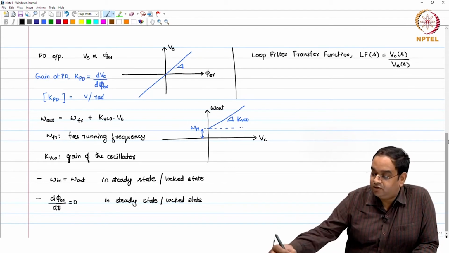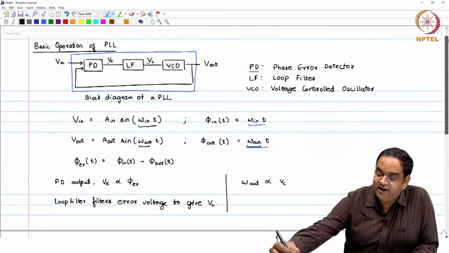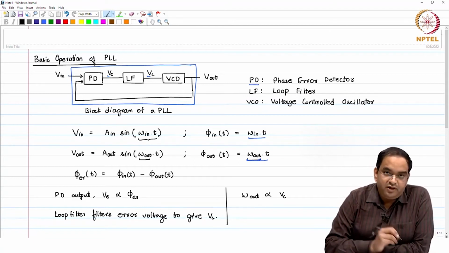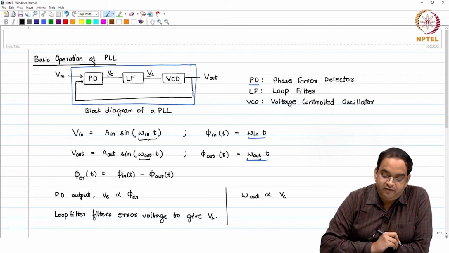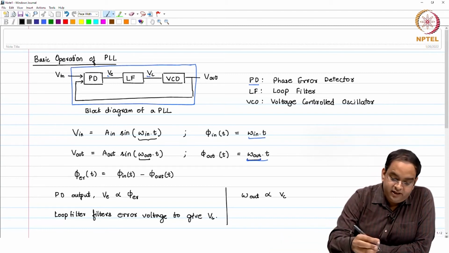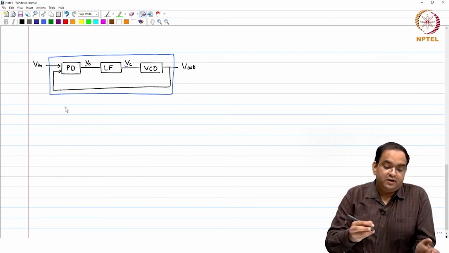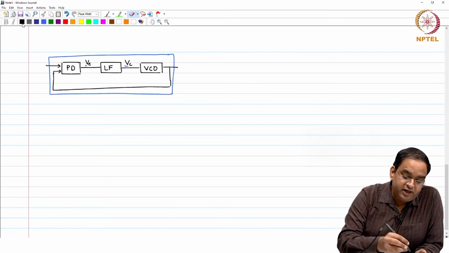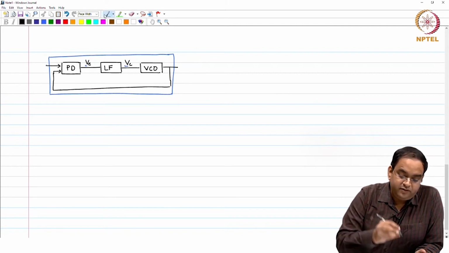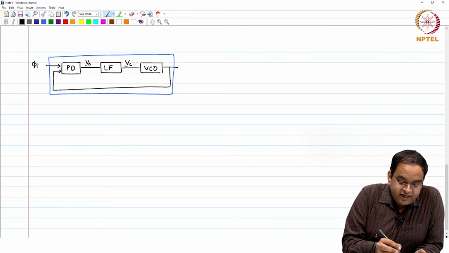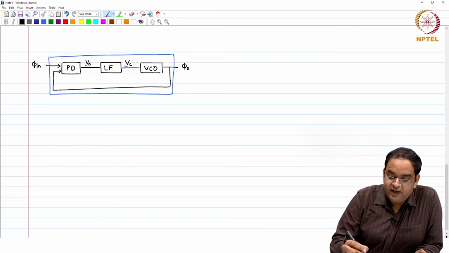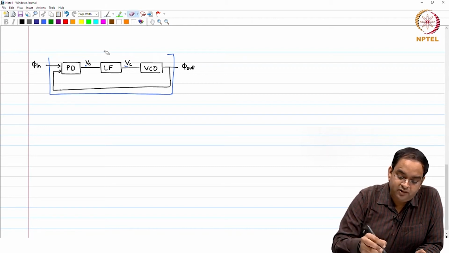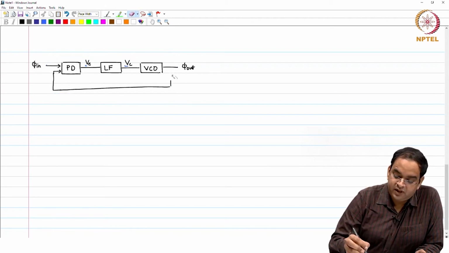We will take an example to understand this in a little more detail. Given this block diagram, you give the input signal with a certain phase. As we know that we are operating on the input and output phase, I will write only the phase variables as phi in and phi out. We know the actual signals are voltages, but the loop is operating only on the phase signals.